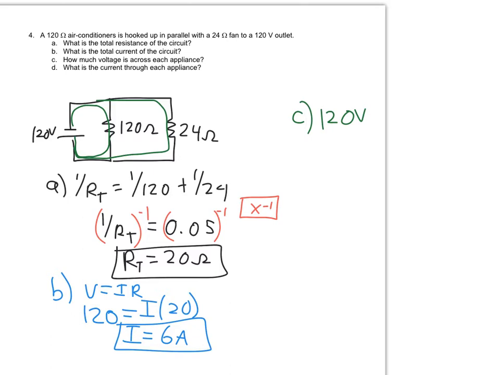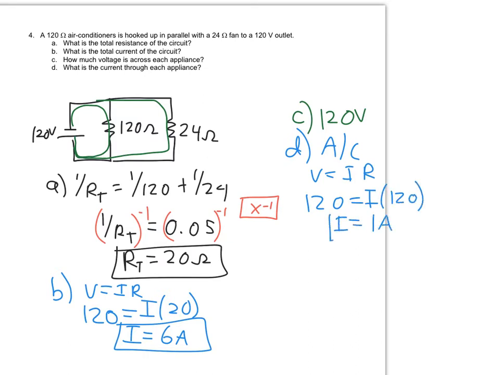Lastly, we want to know what is the current on each one. So we'll start with the air conditioner here, and we'll say that we're going to use Ohm's law, V equals IR. We know it gets 120 volts, and the resistance of it is 120 ohms, which means that our current through the air conditioner is just 1 amp.